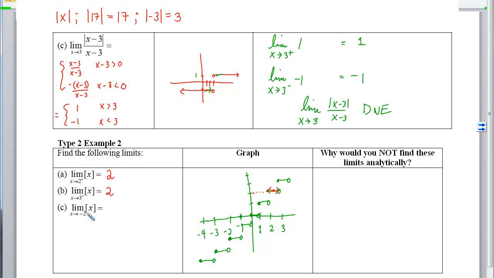If I want to approach negative 2 from both sides now, that means I would need to be on the left and on the right and travel toward negative 2. Notice that my arrows are not approaching the same y value, so this one does not have a limit.